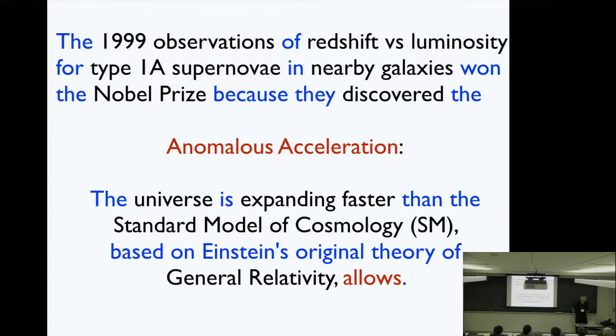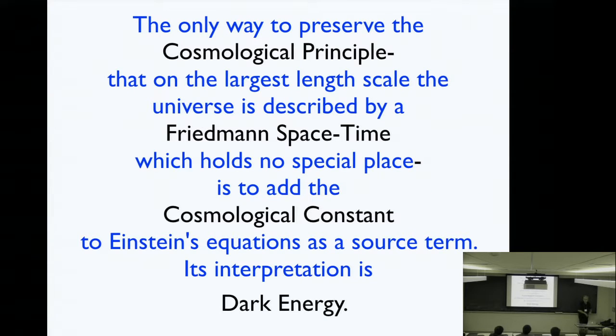Okay, so starting, in 1999, observations of redshift versus luminosity for type 1a supernova in nearby galaxies won the Nobel Prize because they discovered the anomalous acceleration. The universe is expanding faster than the standard model of cosmology, based on a Friedman spacetime, allows. And the only way to preserve the cosmological principle, which is that on the largest length scale, the universe is described by a Friedman spacetime, which holds no special place, is to add a cosmological constant, the term invented by Einstein, as a source term to the equations. And this anti-gravitational term pulls things apart faster, creating a faster expansion than the Friedman spacetime.